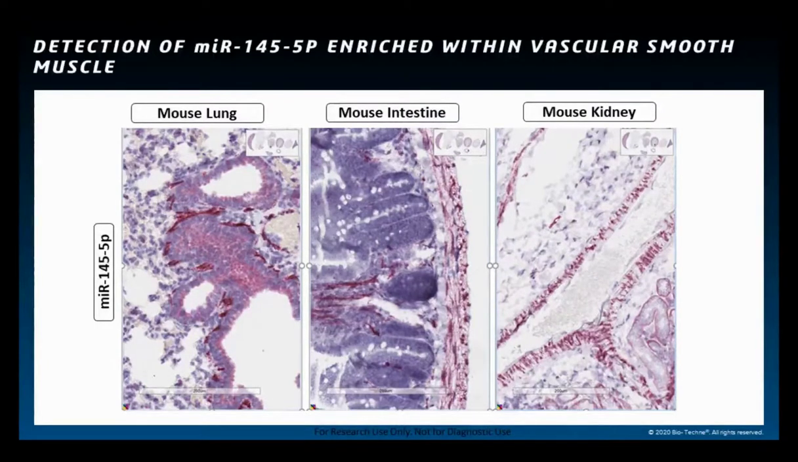Next is the detection of the enriched vascular smooth muscle cell miRNA miR-145-5P. Now, miR-145 is actually a regulator of VSMCs, and it does so by regulating the proliferation and migration by targeting two key signaling pathways, SMAD and the TGF-beta signaling cascades. Now, on this slide, we have captured three different tissues to show the specificity of this particular probe. We have the mouse lung on the left, the intestine in the center, and the kidney on the far right. As can be clearly observed, this particular miRNA is quite abundant, but it's also very specific to the smooth muscle cells found in these different mouse tissues.